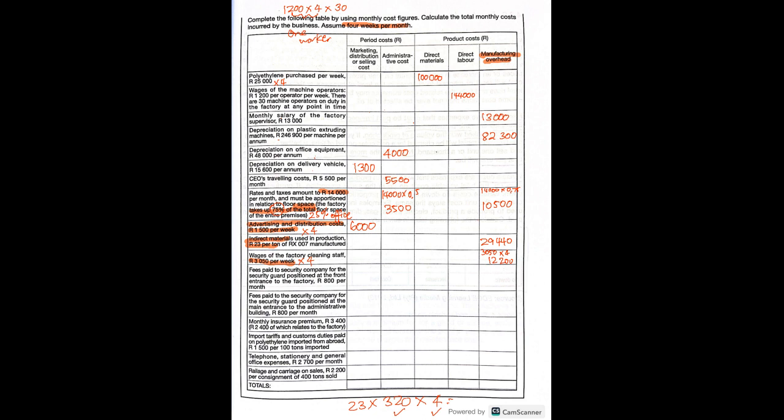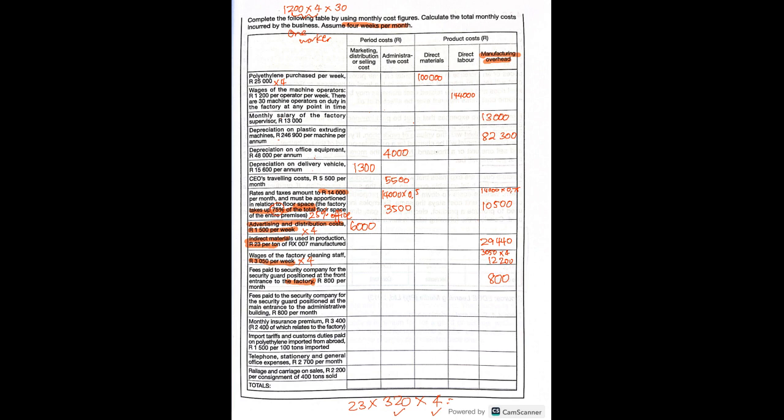Then you have fees paid to the security company for the security guard that is positioned at the front entrance to the factory. And his wage is 800 Rand for the month. So if it's in the factory that this person is employed, then it would be factory overheads or manufacturing overheads, because this is a salary and wage, but it's for your factory staff. It's a security guard in the factory, so it would be an overhead cost, and here it's already on a monthly basis, 800 Rand. So 800 Rand under your manufacturing overheads, no calculation needs to be done here.